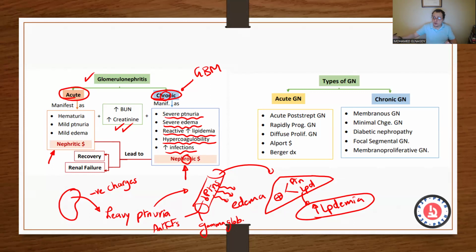So when you lose them in urine, you are losing antibodies, so there is high risk of recurrent infections in patients with nephrotic syndrome. So we have nephrotic syndrome: severe proteinuria, severe edema, hypoproteinemia, reactive hyperlipidemia, hypercoagulability, and recurrent infections due to chronic glomerulonephritis causing injury of the glomerular basement membrane with loss of charge barrier.